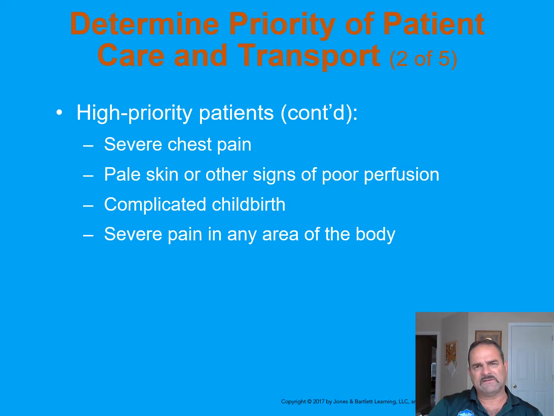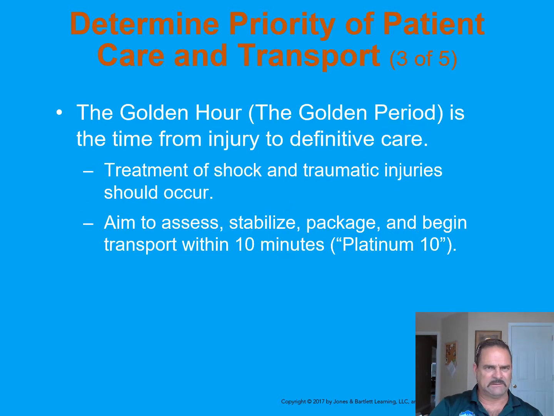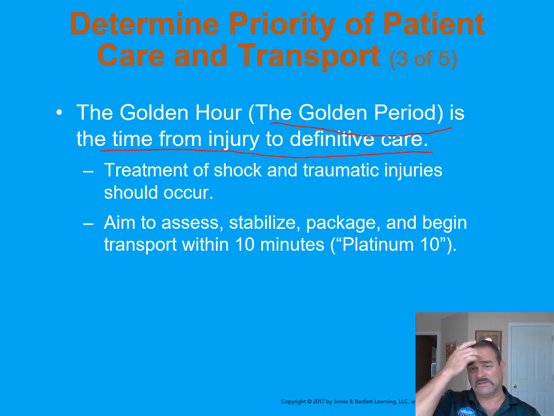High priority to continue: chest pain, pale skin, complicated childbirth, severe pain in any area of the body. The golden hour is what they used to call it, but they have it now as the golden period. It is the time from injury to definitive care. Treatment of shock is number one in this with our traumatic injuries. We aim to assess, stabilize, package, and begin transport within 10 minutes of arriving on scene. We call this the platinum 10 minutes.